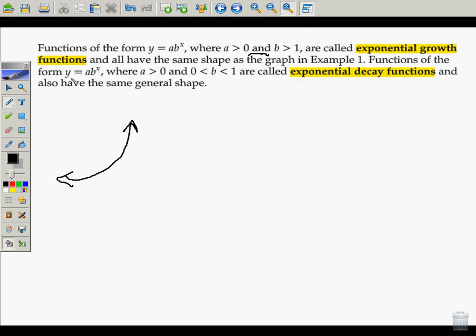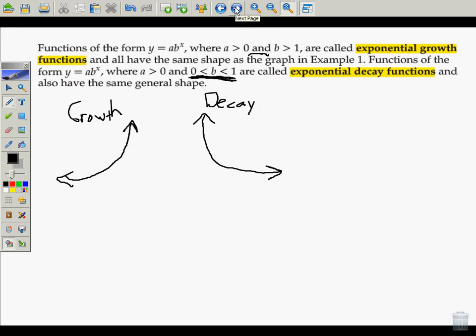Functions of the form y equals ab to the x, where a is greater than 0 and b is between 0 and 1, are called exponential decay functions. Notice b has to be positive, but b is between 0 and 1, so it's going to be a fraction or a decimal. They all have the same general shape, which is kind of the opposite. They start high and go low. Exponential decay functions go down, growth functions go up. Growth functions grow, decay functions, you can almost think they die or decay away. So this one on the left is growth. This one on the right is decay.